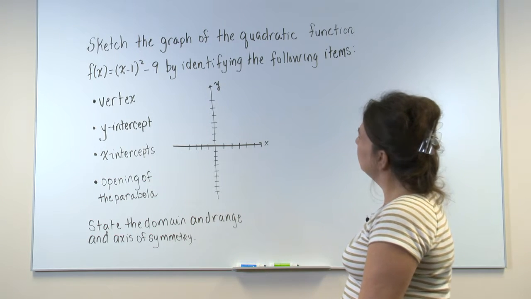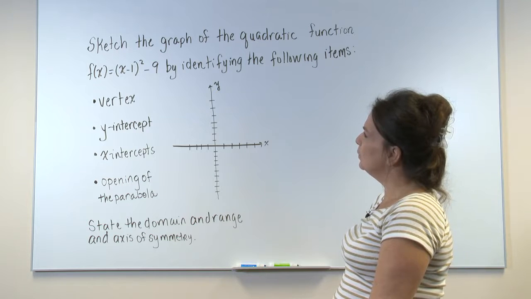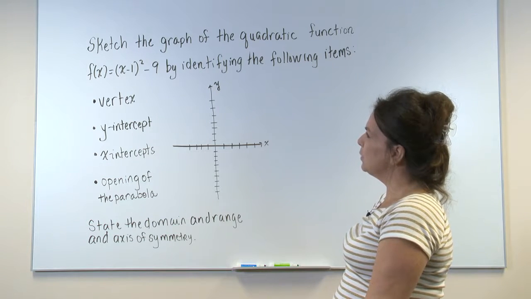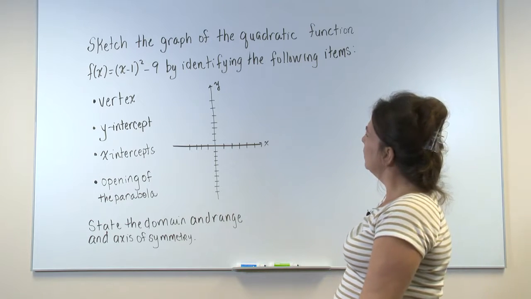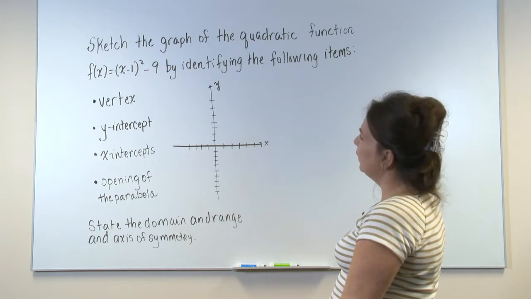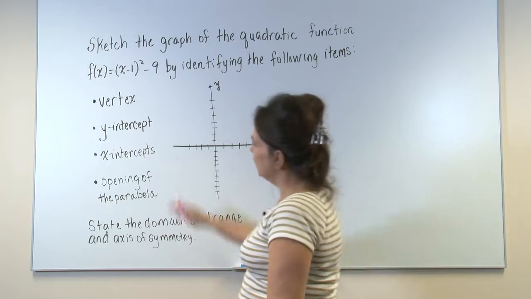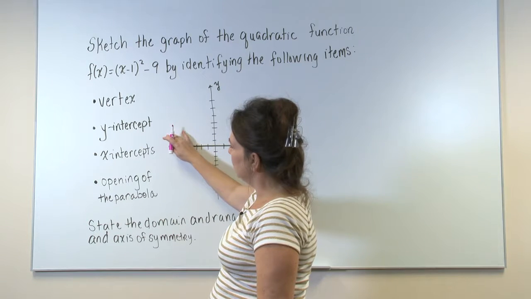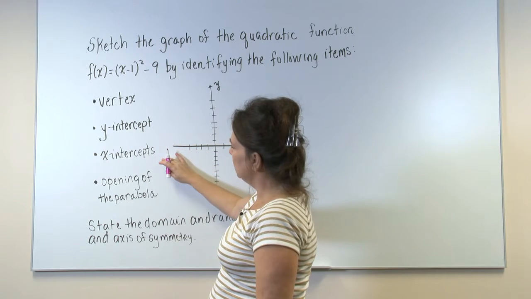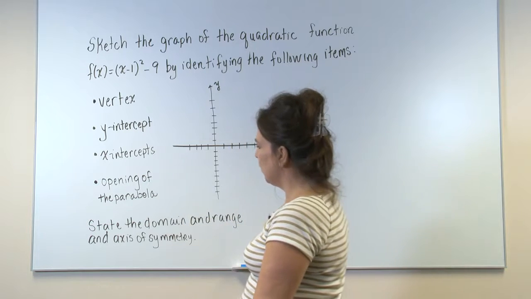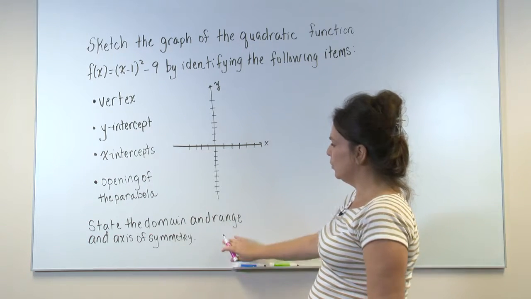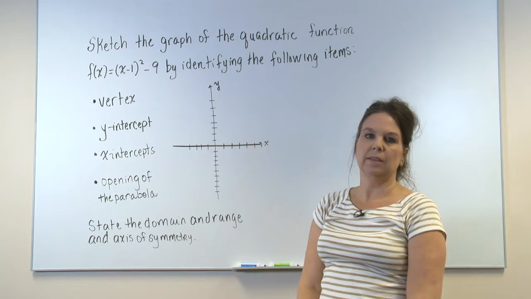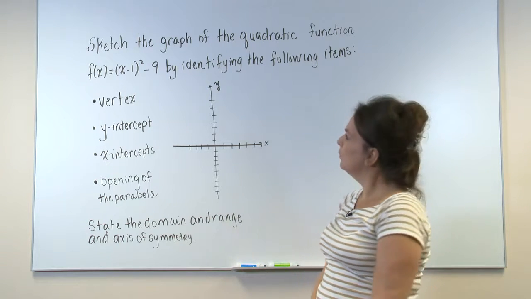Graph the quadratic function f of x is equal to (x minus 1) squared minus 9 by identifying the following items: the vertex, y-intercept, x-intercepts, and the opening of the parabola. And then once we have the graph, we'll state the domain and range as well as the axis of symmetry.